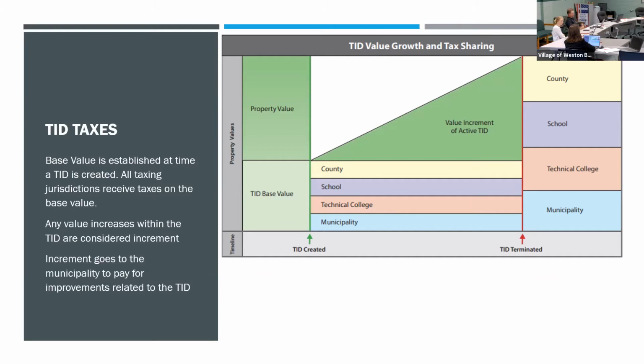The increment goes right to the TID funds, which are 21 and 26, and we get to use that to develop or pay debt or all that good stuff. Then when it closes, it redistributes everything. So if we have a bunch of cash at the end, once all of the expenses and debts are paid off, we have to distribute it back to the other jurisdictions. Going forward, ideally, everyone has a higher tax base that they get to spread their levies across.